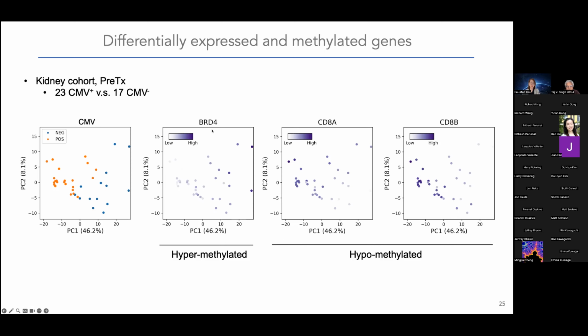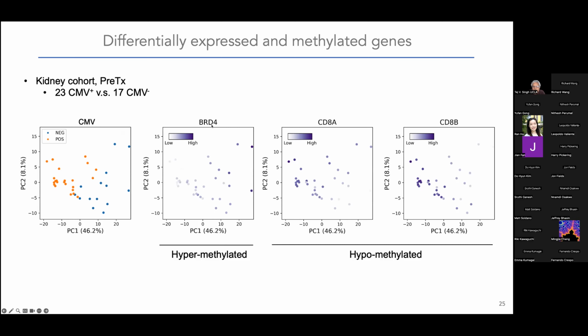One is called BRD4, short for bromodomain 4. You can see they have bromodomains to bind DNA, right? The BRD4 gene is hypermethylated in the UTR of the gene locus, and it is downregulated in CMV positive patients, which means these genes are silenced after the CMV infection. And the other 2 genes are called CD8A and CD8B.